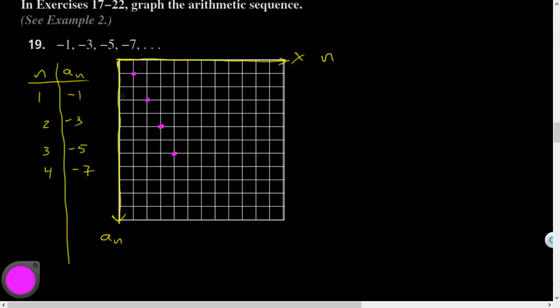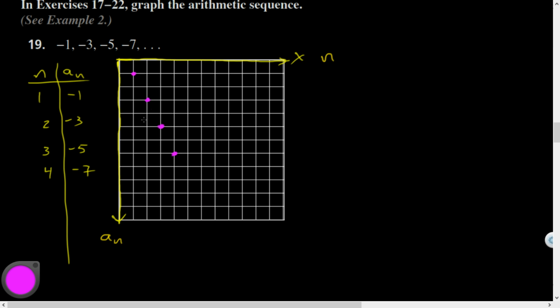Now, I realize we as humans see a line and we want to draw the line through those, but we will not draw that line because the points in between these are not part of our list. This is called discrete, where it's not continuous. It's not a continuous line or curve.